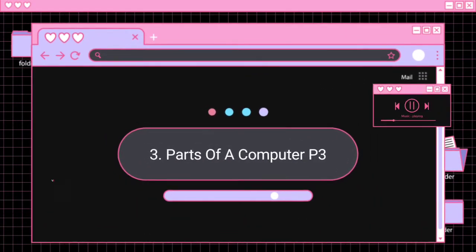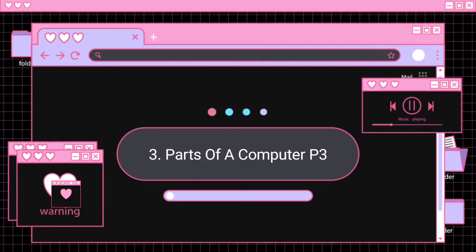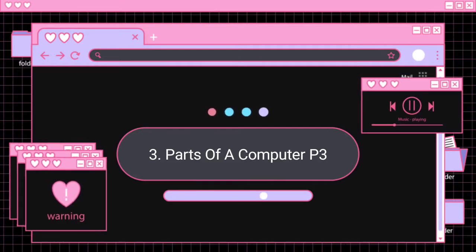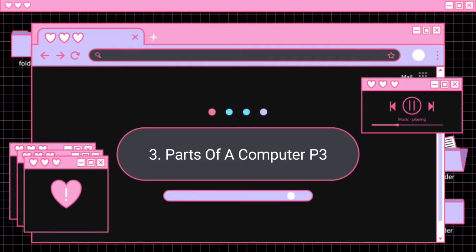Today we are going to continue the third lesson of Introduction to Computers, Standard Second, Parts of a Computer. And today's topics are the mouse, the CPU, printer and speakers. So watch the video carefully.